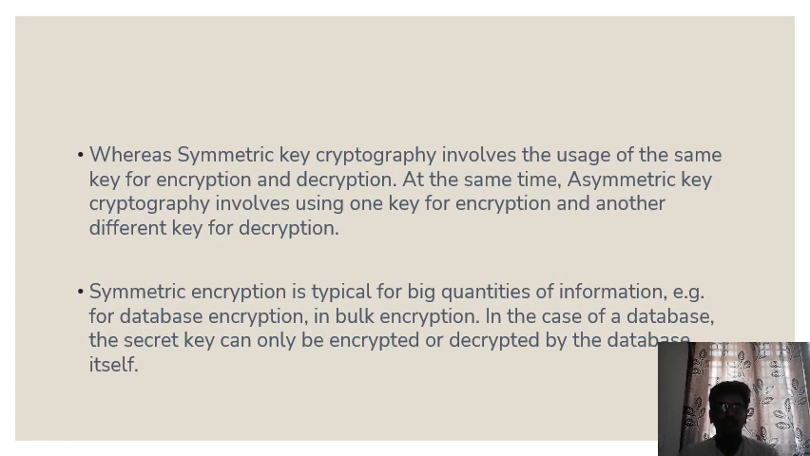Symmetric key cryptography involves the usage of the same key for encryption and decryption at the same time, whereas asymmetric key cryptography involves using one key for encryption and another, different key for decryption. Symmetric encryption is typical for big quantities of information, for example database encryption and bulk encryption. In the case of a database, the secret key can only be encrypted or decrypted by the database itself. This is about symmetric encryption.